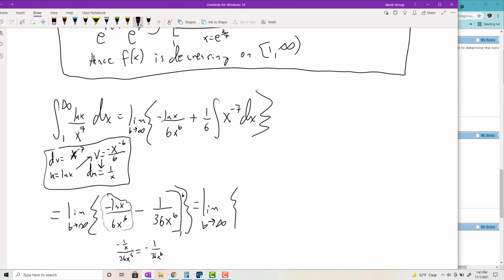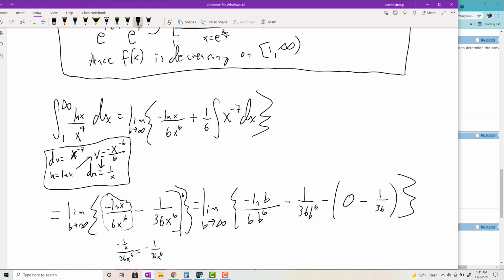So we have the limit of negative ln of b all over 6b to the 6, that will go to 0. Minus 1 all over 36b to the 6, that will go to 0. Minus, plug 1 in there. ln of 1 is 0, so the first term is 0. And then minus, plugging in 1 into that, that would be minus 1 over 36.